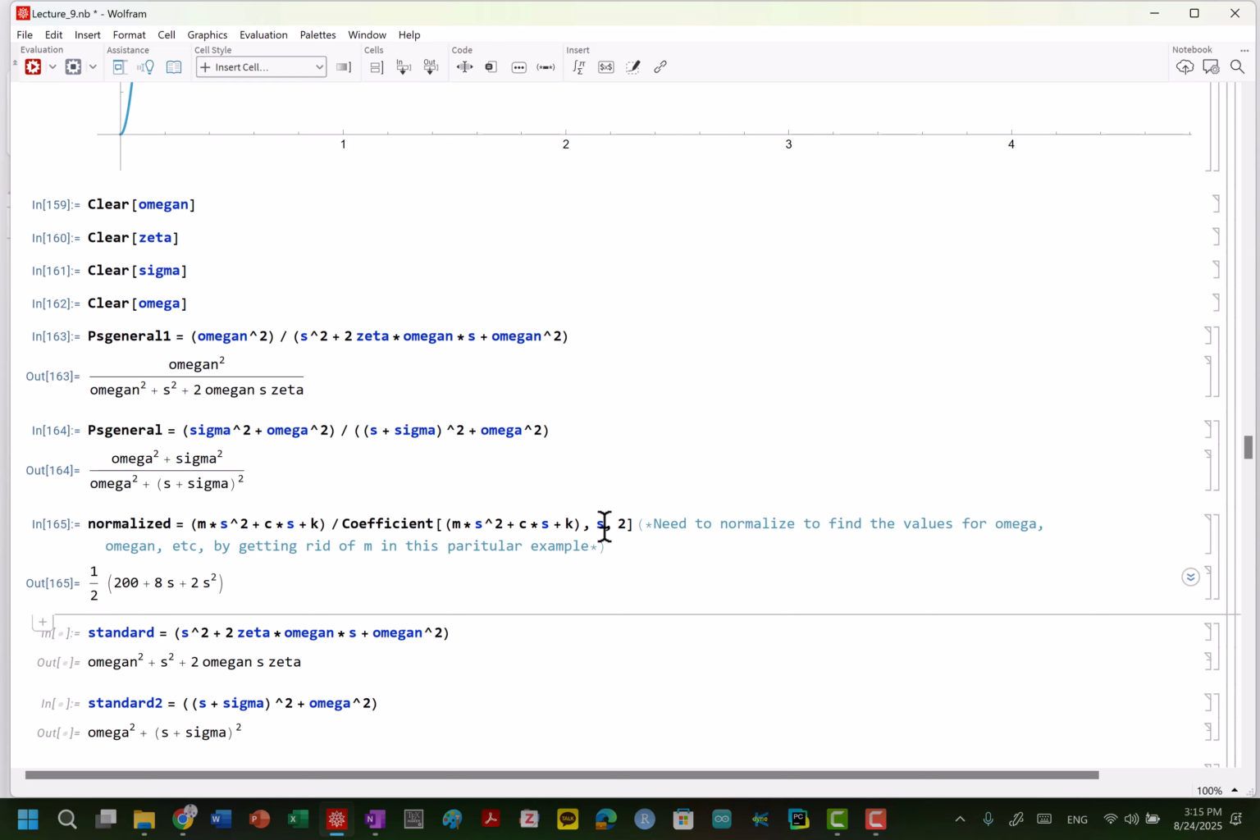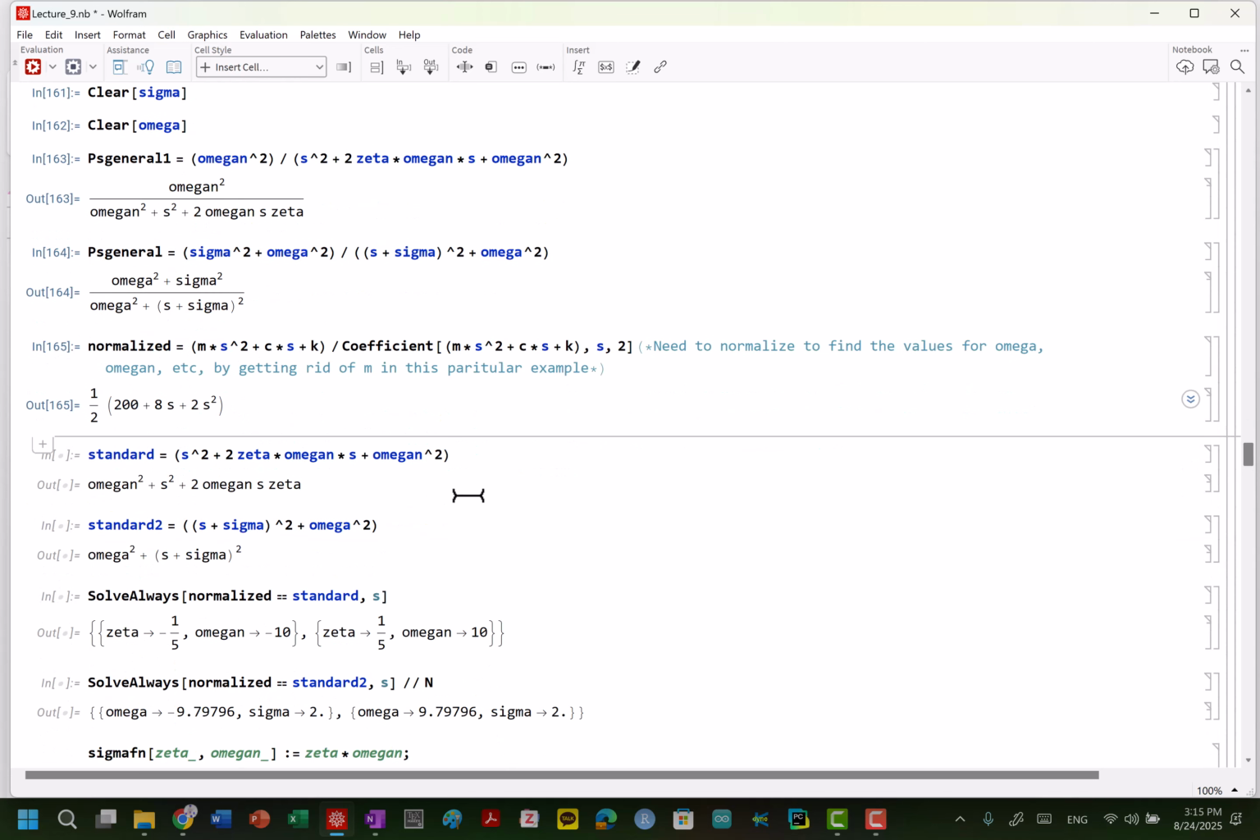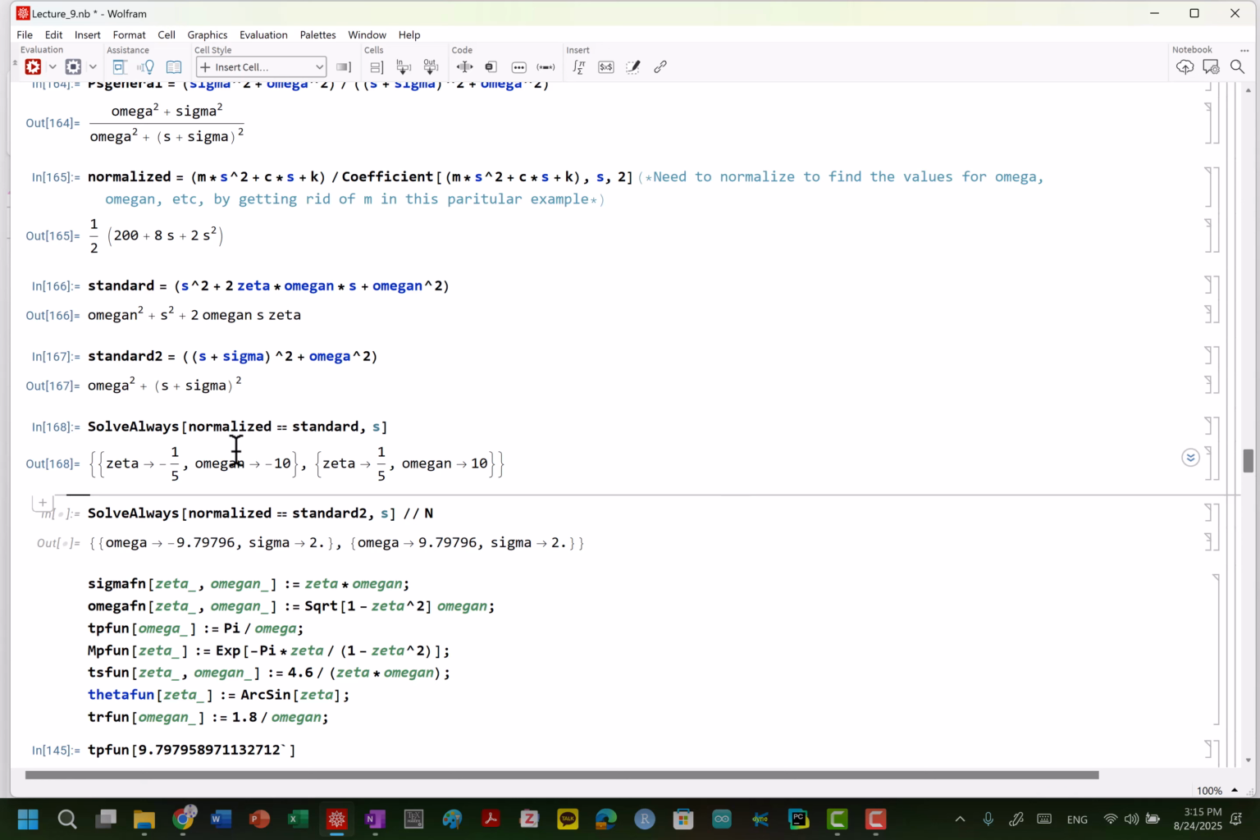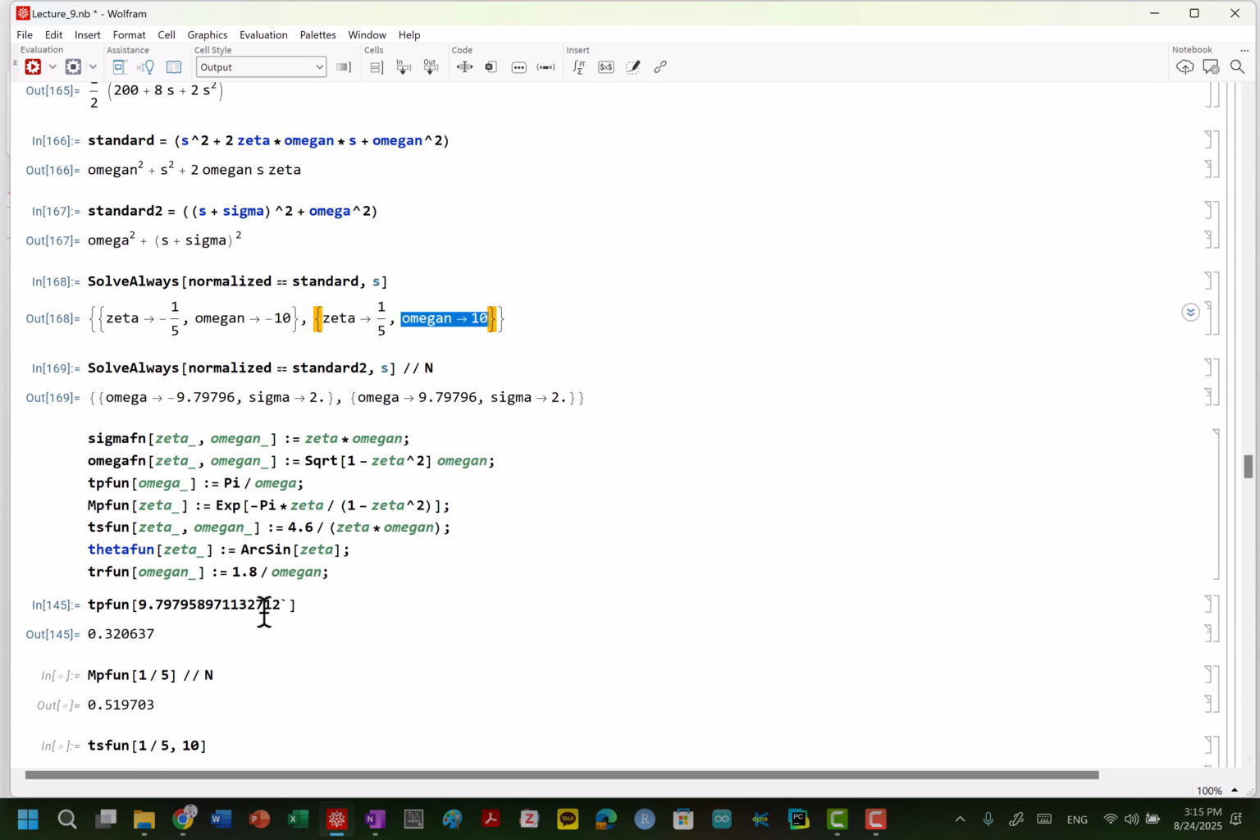So normalized by the coefficients, and then you can now see I have my normalized expression. This is the standard notation, this is the other standard notation, and we can go ahead and solve for it. Now remember, zeta can't be negative, so we know essentially it's this expression. We can also solve it here, and we get our omega, our sigma, our zeta, and our omega n. So it's a nice way, if you know the plant function, you can go ahead and calculate those things.